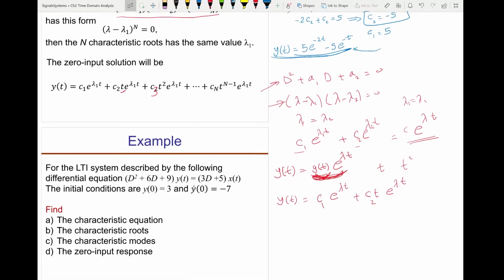If it's a third order system, and all three characteristic roots are the same, then the solution will be C1 e^(lambda t) plus C2 t e^(lambda t) plus C3 t squared e^(lambda t). And for an nth order system, that would be t^(n-1). Third order, you get t squared. And that's the general solution for a system with a repeated characteristic root.